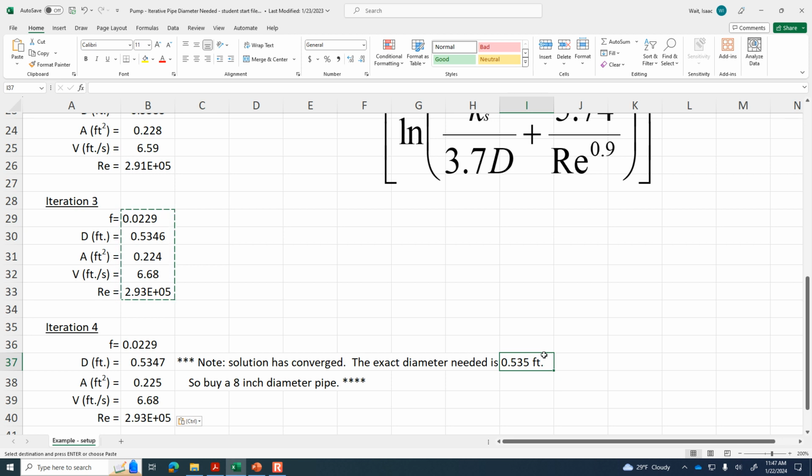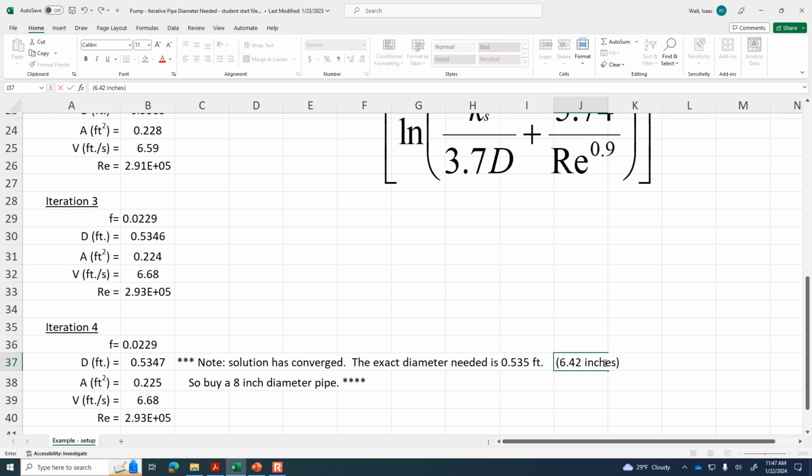Now they don't sell pipe diameter exactly 0.538 feet. They sell pipes in increments of inches. And so if we multiply 0.535 by 12, that's 6.42 inches. So the pipe sizes that are available would be either 6 or 8. There isn't a 7-inch diameter pipe that's commonly available.